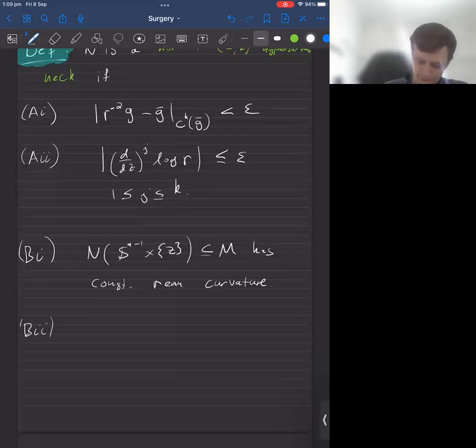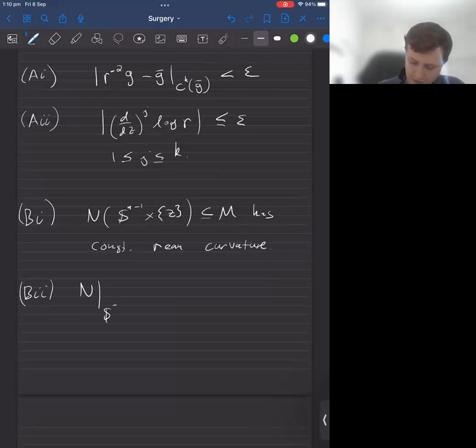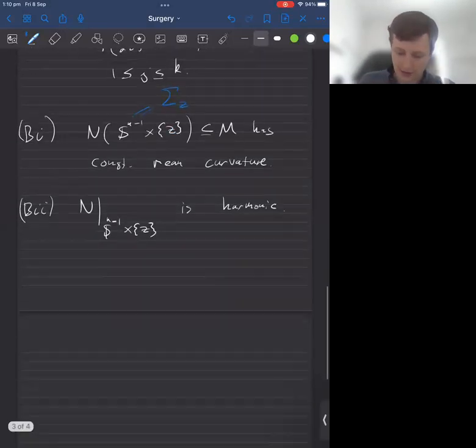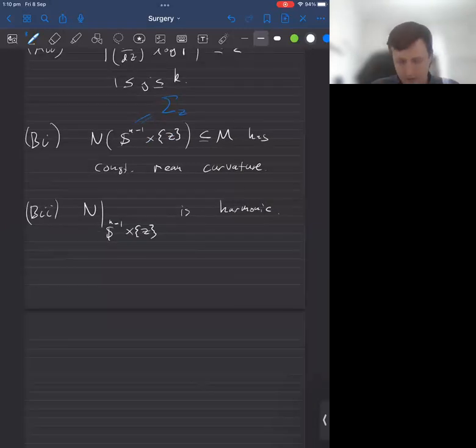Secondly, we can also arrange that if we just restrict to these cross sections, I'll call the image of these cross sections sigma z. Okay, but say we restrict to here, then this is a harmonic map. Equivalently, the identity on the cylinder is a harmonic map between the pullback metric and the standard metric on the cylinder when we restrict to the spheres.